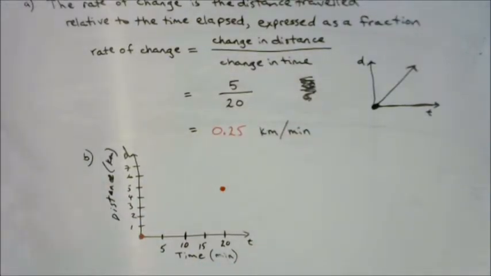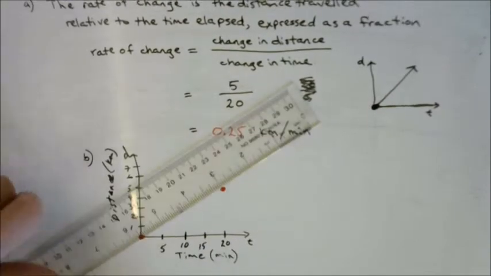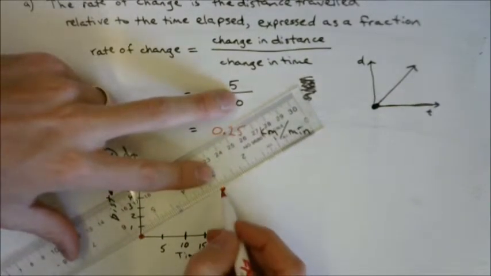I know she's traveling at a constant rate. And all I need to draw a line is 2 points. So this is sufficient.